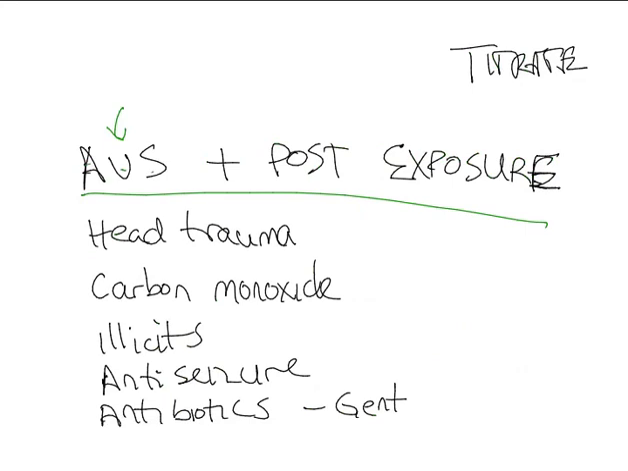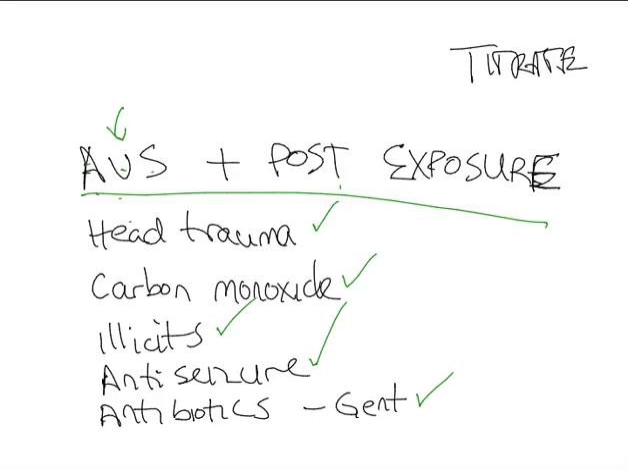AVS, plus post-exposure can be due to a head trauma, carbon monoxide, illicits like alcohol, anti-seizure medicines, and antibiotics like gentamicin. Some anti-seizure medicines like phenytoin can cause you to have an acute vestibular syndrome and mimic a stroke. But if they have an exposure of some kind, then that points us in the direction of a different cause.